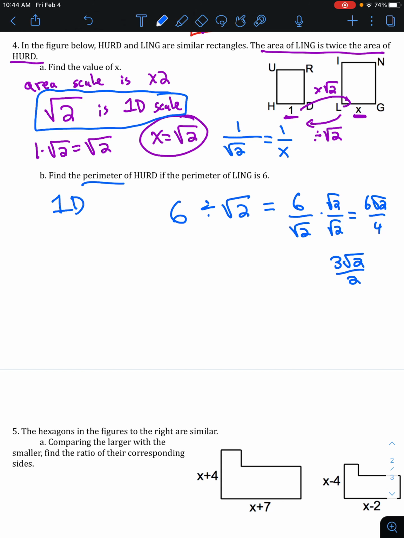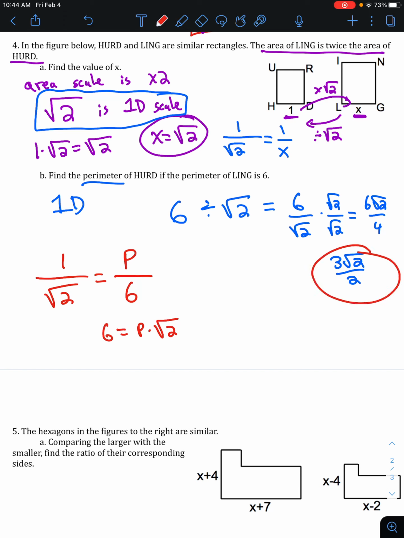What we can also set up is a proportion similar to before. So we can say that the proportion of 1 to square root 2 is equivalent to the perimeter over 6. And then we could solve this proportion. So we could get 6 equals the perimeter times square root 2. And then we end up doing the same math when we divide out root 2. Okay. So that is that. Hopefully that's not too confusing.